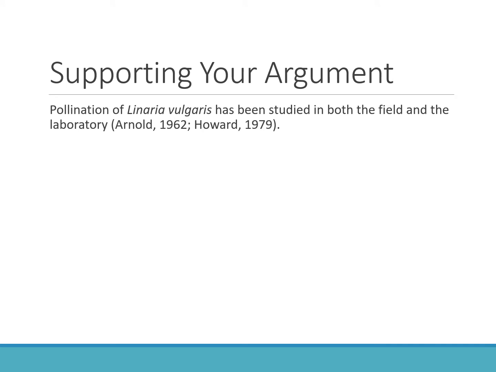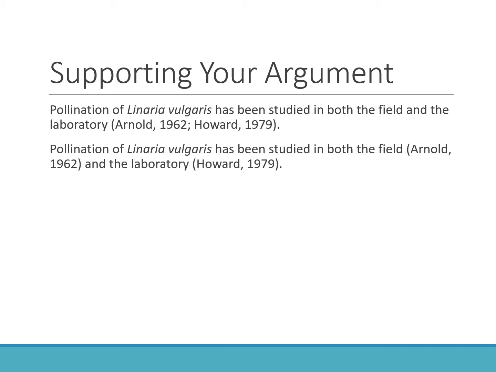Okay, so this is an example. Pollination of this plant has been studied in both field and the laboratory. So if we look at this, we are not sure whether Arnold or Howard studied it in the field or the lab or both. Whereas if we separate it out, this plant has been studied in the field by Arnold in 1962 and in the laboratory by Howard in 1979. It's much clearer about where exactly they have been cited, or where exactly each study investigated this.